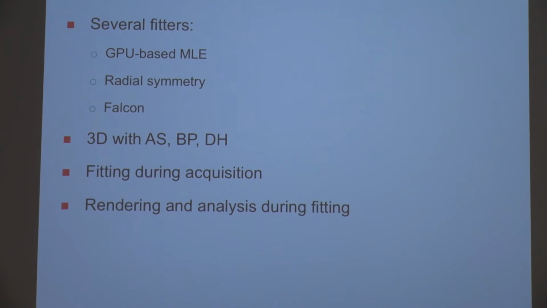In my group, we mostly use the GPU-based maximum likelihood fitter from the Keith Lidke group. But in the software I also implemented, or actually I just took, the radial symmetry fitter in 2D and 3D, and the high density Falcon fitter. 3D we usually do with astigmatism, but in the software you can also use biplane or double helix. Something which we really like to do, and which is quite nice, is that we can fit already during the acquisition, and also render and analyze our data during the fitting. And with this real online analysis, we can immediately see if a data set is good, or if we want to go to the next region of interest or the next sample.